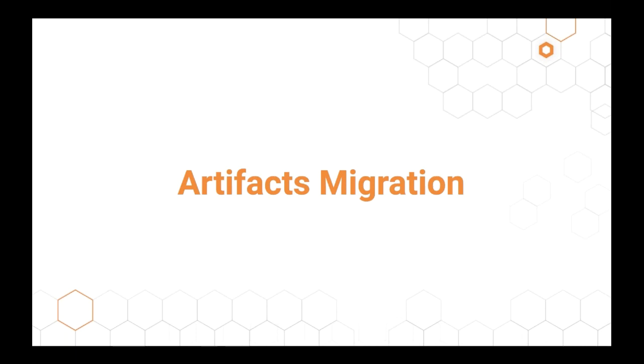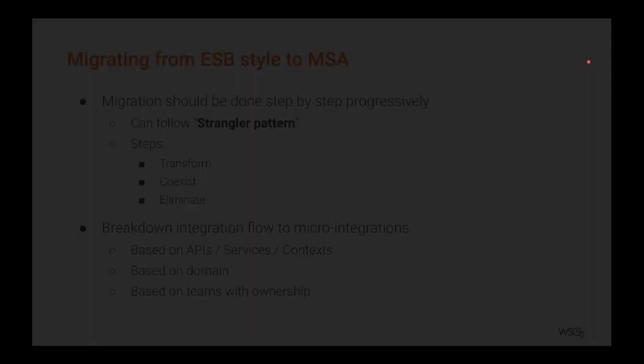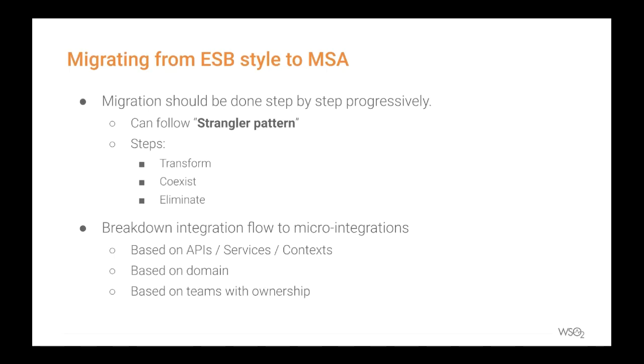Okay, so artifacts migration. All of our integration artifacts, like Synapse artifacts and all the Carbon applications, fall under this one. When you are migrating the artifacts, you have to again follow some strategy. What we are proposing is that you follow a strangler pattern again: you transform, coexist, and eliminate. That is, you transform the artifacts stepwise, and finally you end up in the new system. Then, while doing the artifact migration, you have to actually break them down.